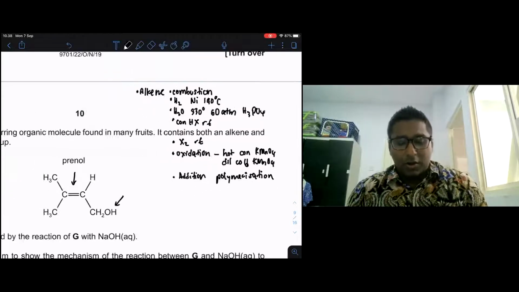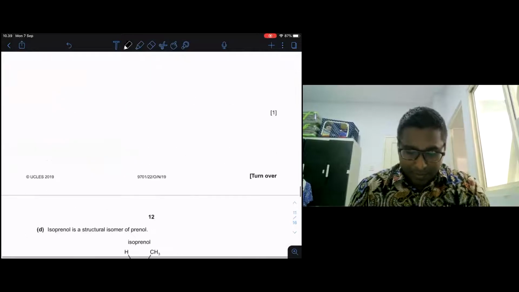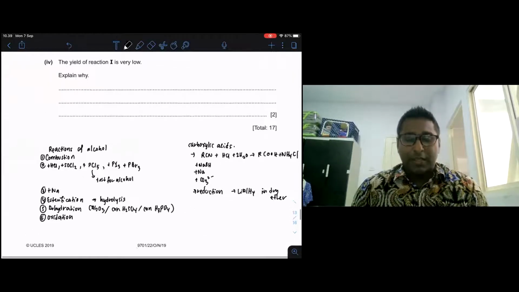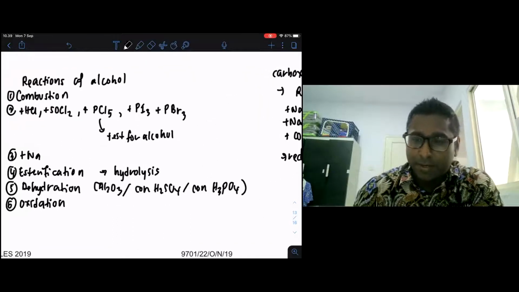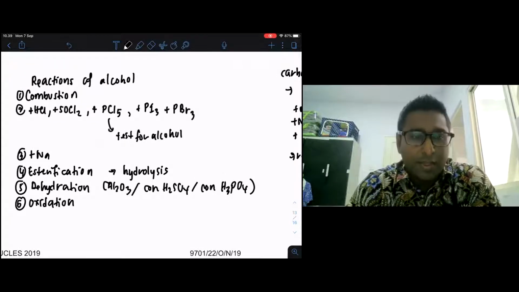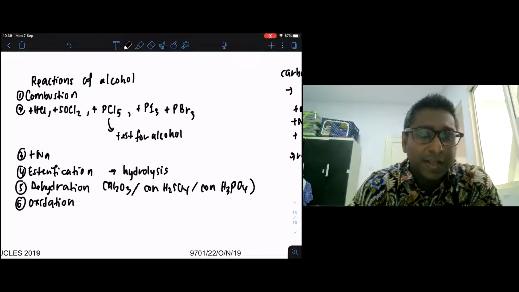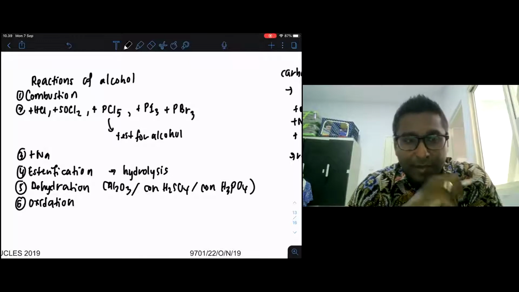Now for alcohol, I have written somewhere here, hold on. I will share this document. You can just go through this document as well, but I just wrote a summary. So here for alcohol, you have combustion. You have reaction with HCl, SOCl2, PCl5, PI3, PBr3. All this I have summarized over here.